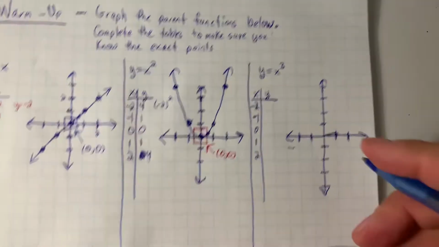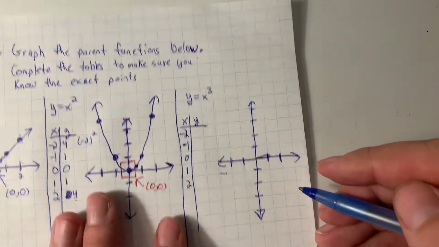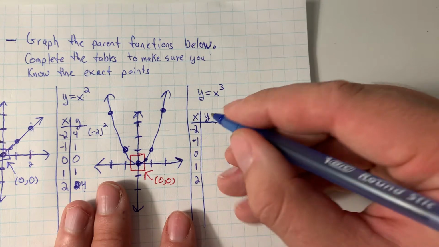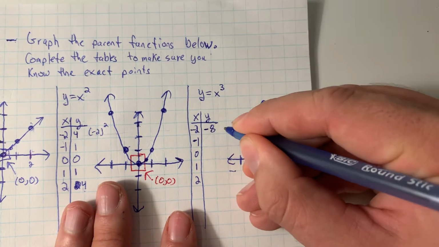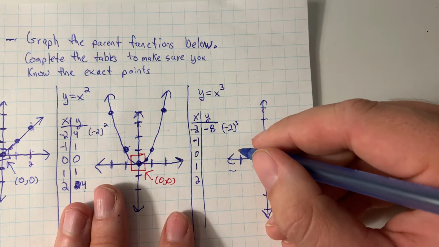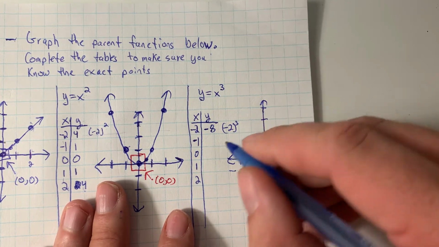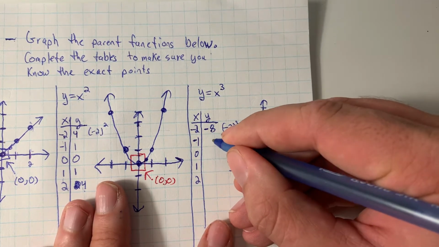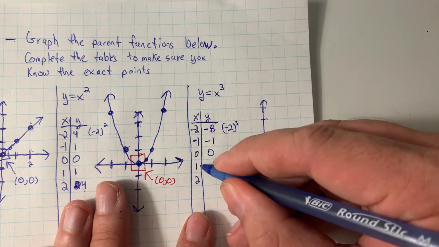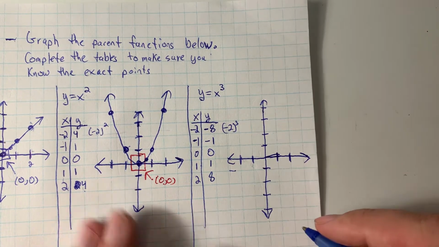Okay, x cubed. Go ahead and make the table, make the graph, see how you did. When x equals -2, you should have gotten y equals -8. That's because -2 cubed means -2 times -2 times -2. -2 times -2 is +4. +4 times -2 is -8. -1 cubed is -1. 0 cubed is 0. 1 cubed is 1. And 2 times 2 times 2 is 8.